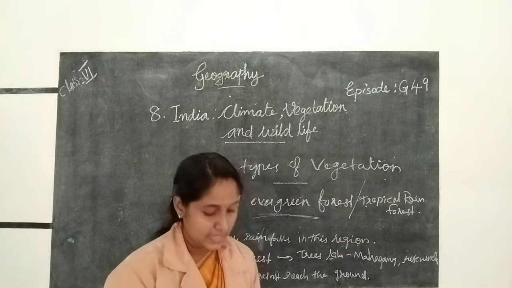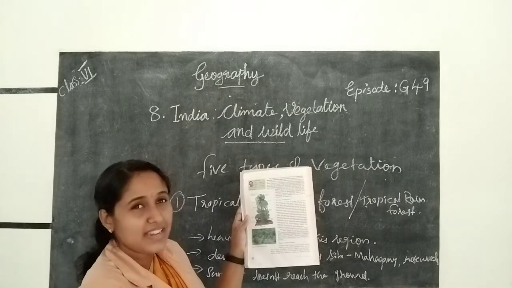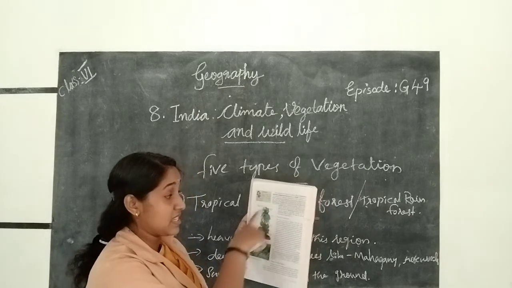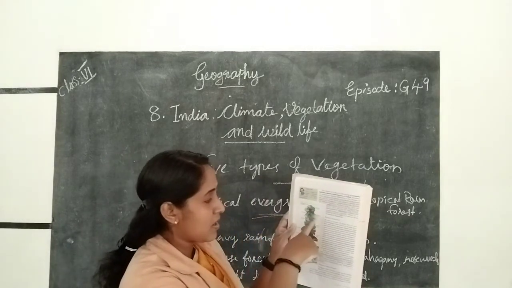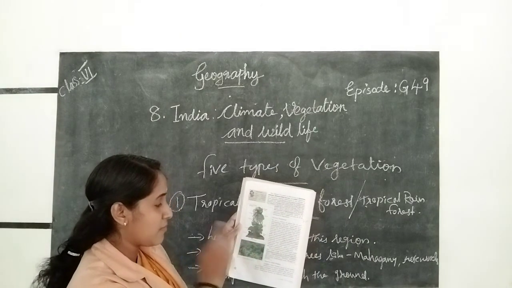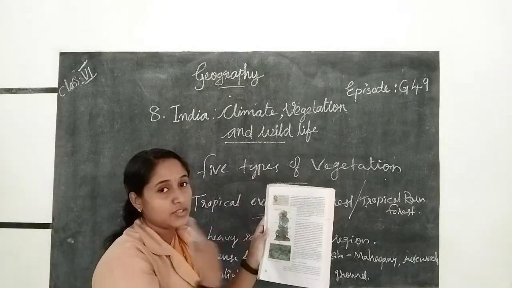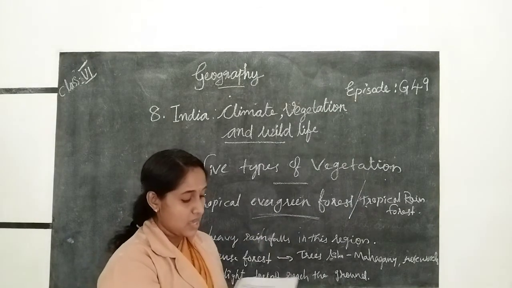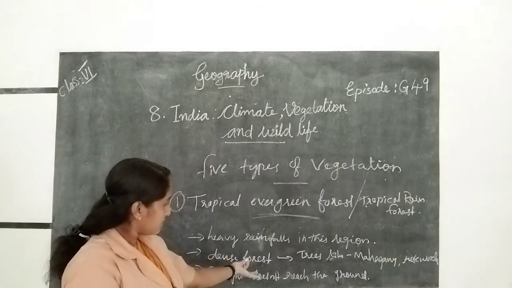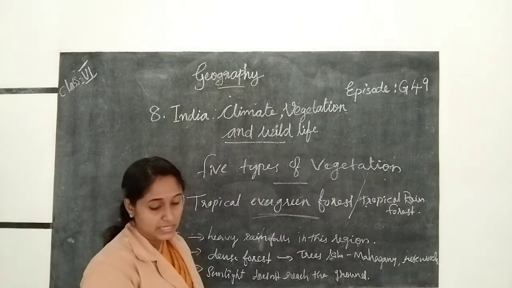Tropical rainforest. Look at this figure. This is the ground level. We also said that sunlight does not reach this ground. Why? The maximum height of a tree is 60 meters. Emergent layers, canopy and shrubs are also found in this area: 40 meters, 20 meters, 5 meters, 1.5 meters. Because of the huge height of these trees, sunlight does not reach the ground in this region. We also discussed that trees like mahogany and rosewood are found in this region.